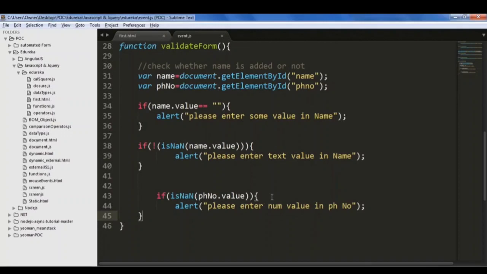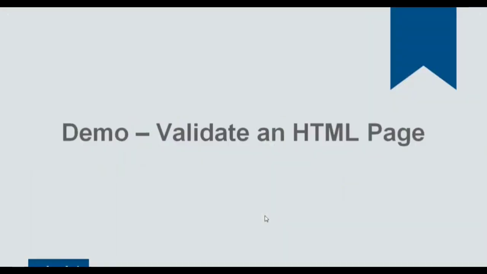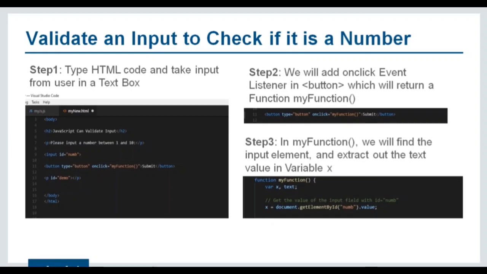Let's see what the presentation has to give us. So here we have created H2, then one paragraph that's saying that please add a number between 1 to 10. And I create one input. I put its ID as num. And I have a button, on click of which my function will get called.